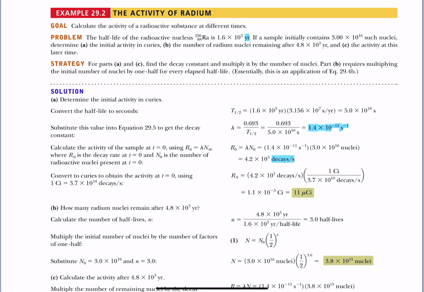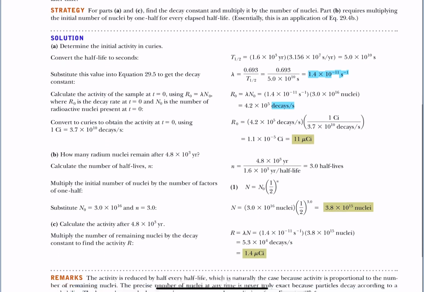Once you have that piece of information, you can do a conversion factor, just like if you were converting feet into meters or joules into calories. We can convert decays per second into curies if we know the conversion factor, which is 3.7 times 10 to the 10th. So this activity originally would be 11 microcuries, because micro is a millionth, 10 to the minus 6th.